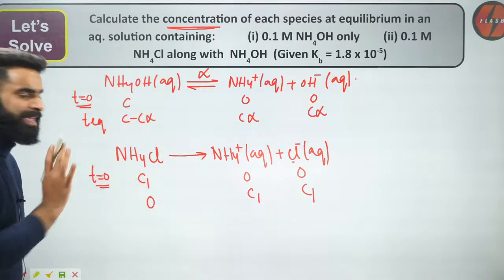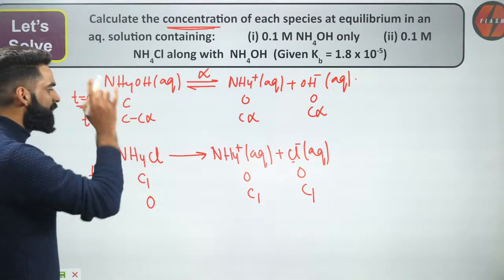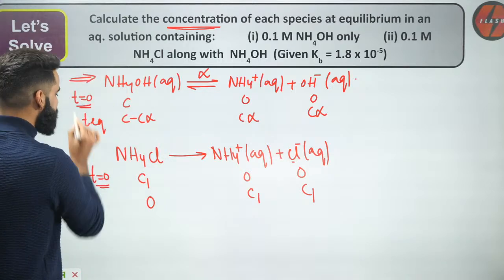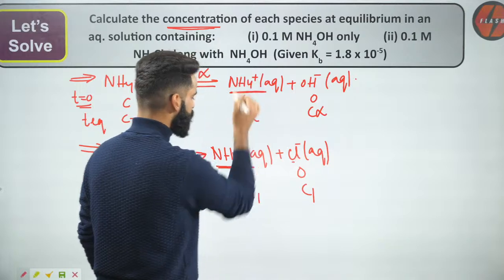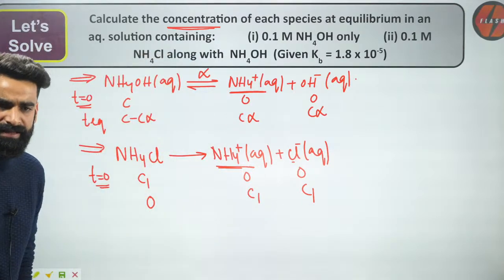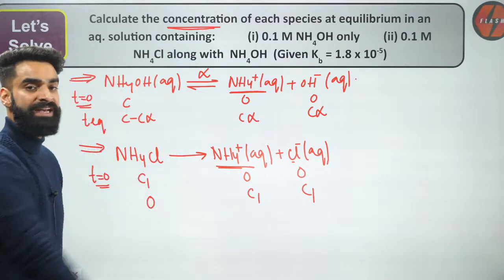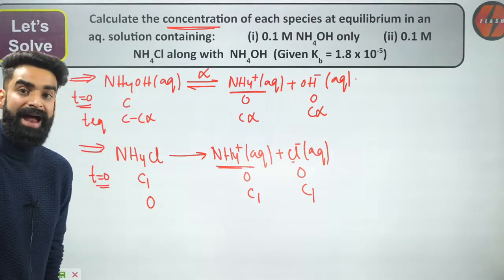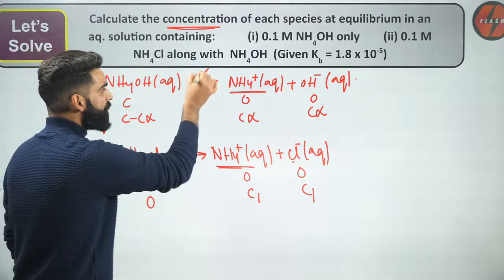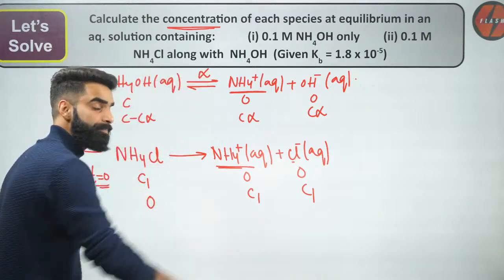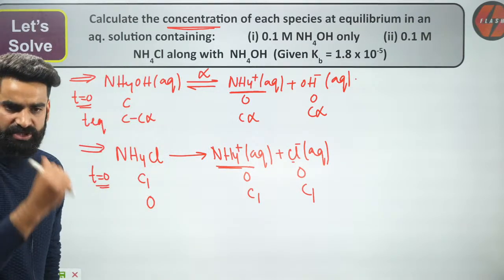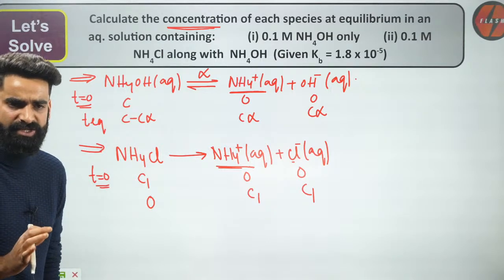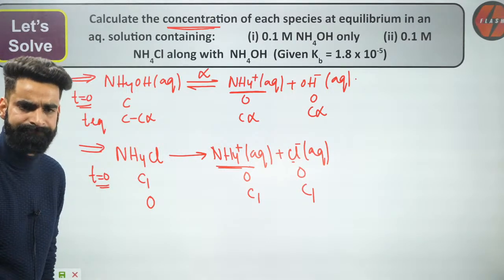Now, in the same container, do I have a weak electrolyte and a strong electrolyte which contain a common ion in between? This is the common ion. So can I say that the common ion effect is going to operate here? And due to the common ion effect, the degree of ionization of this weak electrolyte is going to get suppressed. Can I say that?